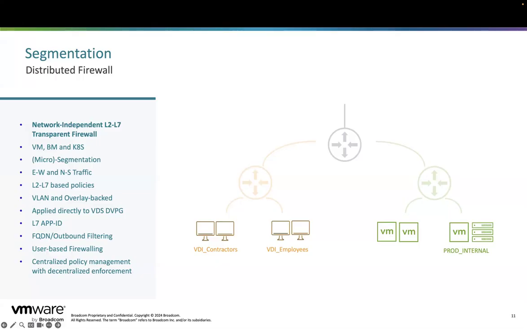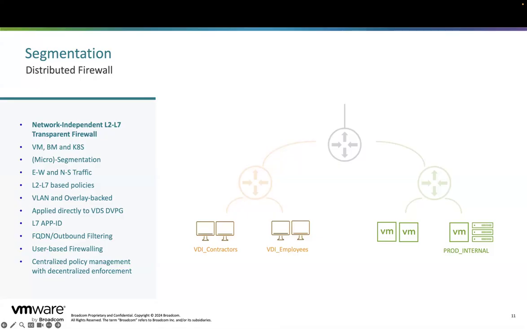It works on VLAN and overlay-backed networks, and can be applied directly to the VDS DVPG. It's enforced at the vNIC level of every virtual machine. That's where we've abstracted security services to. We can include layer 7 App ID and FQDN outbound filtering to control what websites users have access to. We've got identity firewalling, or user-based firewalling, with an entire module coming up on that later, so stay tuned for that one.